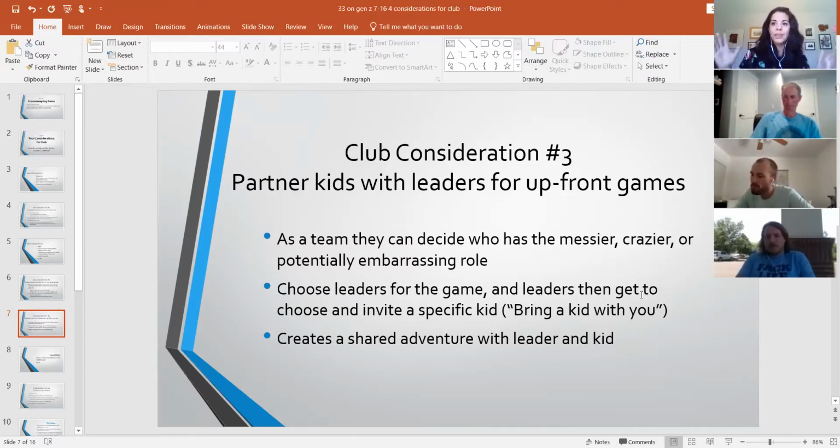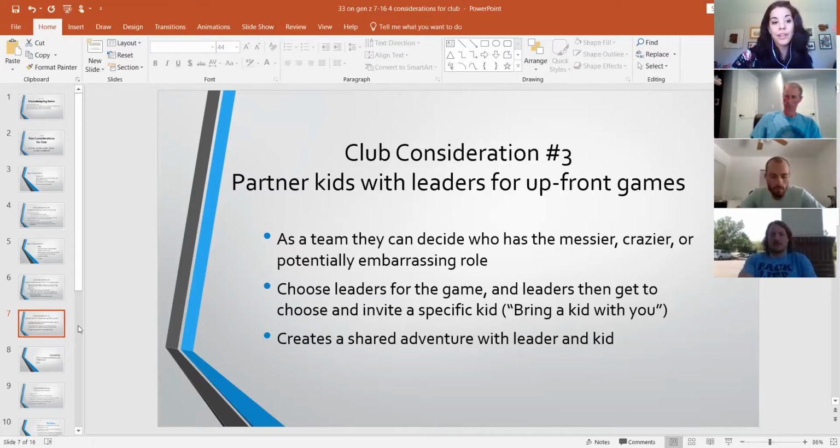Instead of you on the front being like, oh, Scott doesn't want to come, does anyone else want to come instead of Scott? So this made it much more manageable for kids and leaders to do it. And then it created that shared experience with the leader and kid up front in a way that was safer for the kid and really a lot more fun for both of them.